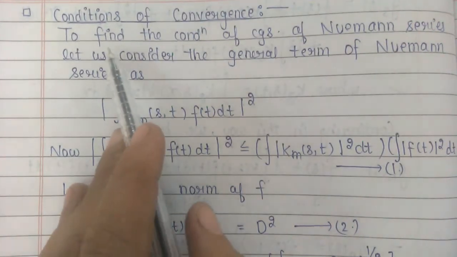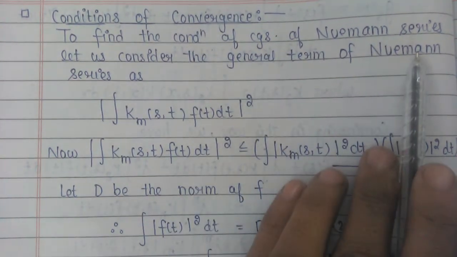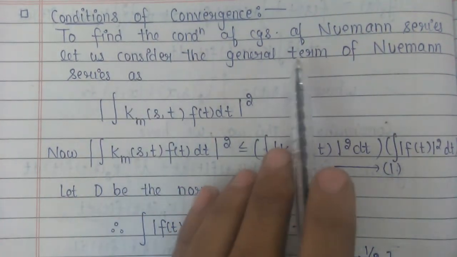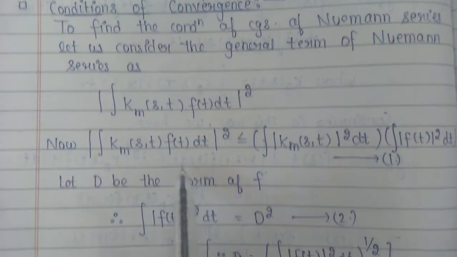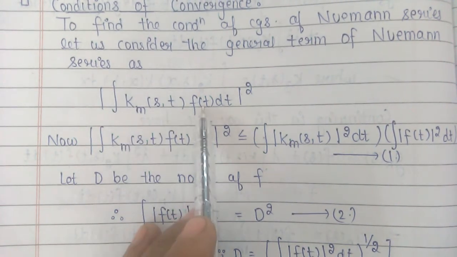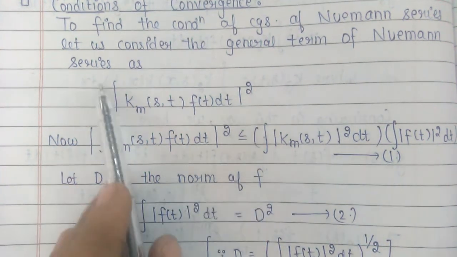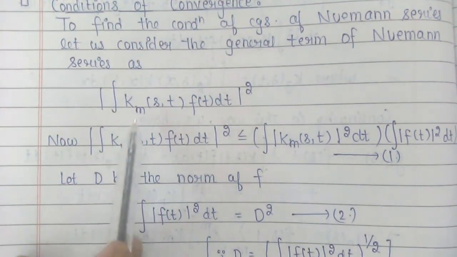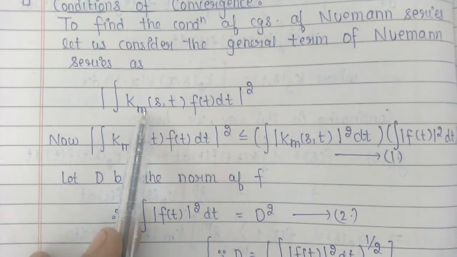So, in order to discuss the conditions of convergence for the Neumann series, let us consider the general term of the Neumann series. The general term of the Neumann series is the integral of K_m(s,t) f(t) dt. We consider the square of the mod of this term. Here K_m is the mth iterated kernel, which we have already studied.